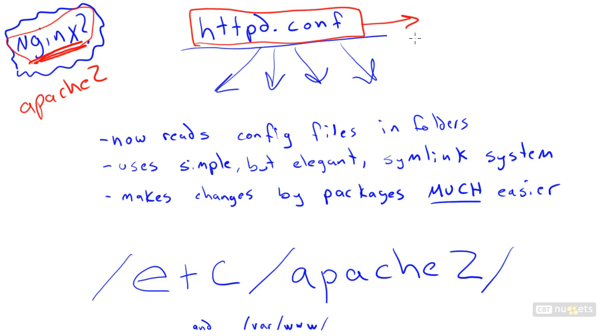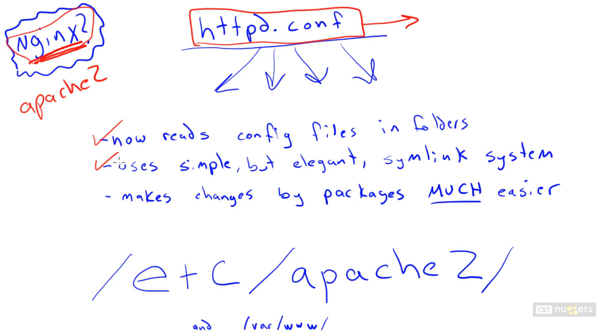However, Ubuntu particularly has a really great way. They have configuration files in folders, but even more than that, they use a very simple but fairly elegant method of symbolic linking to enable and disable things like modules and virtual hosts and things like that. We're going to look at it.